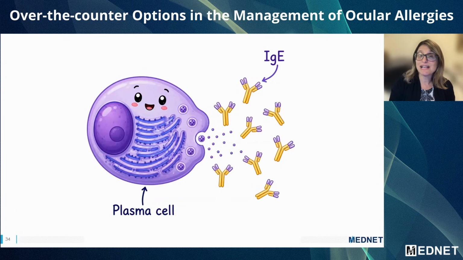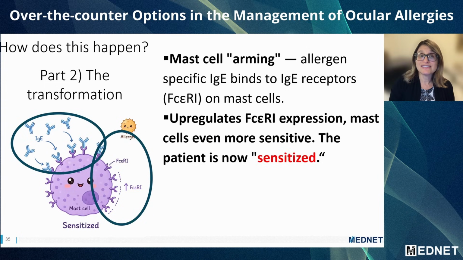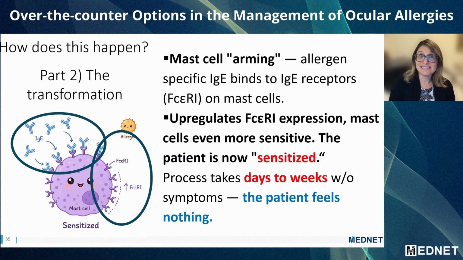And in our case, this plasma cell is now producing an IgE that can identify pollen antigens. And what ends up happening is the IgE that's made by the plasma cells can bind to a mast cell, and this now causes the mast cell to make even more receptors for IgE. Now, this is what we call sensitized. The mast cell is sensitized, but the patient at this point doesn't feel anything.